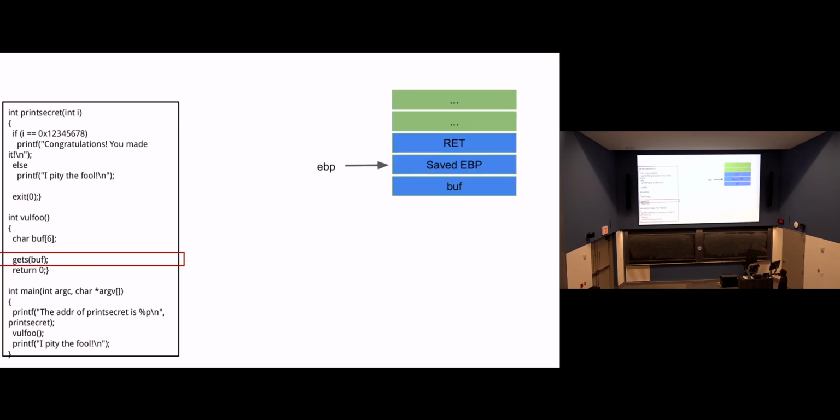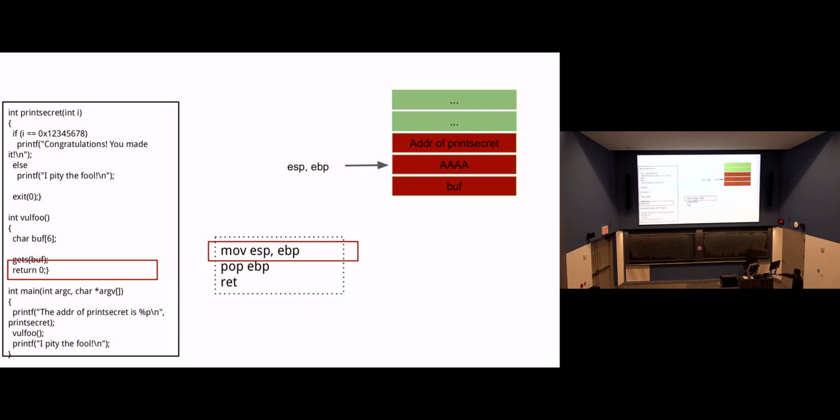We have this stack here. We are at almost the end of val_foo. We have saved EBP, buffer, return address. The saved EBP points to somewhere in the main function, well, points to here actually. Print I pity the fool. So we overflow this one with some garbage, no one cares. The saved EBP is garbage. In the return address, we put print secret, okay?